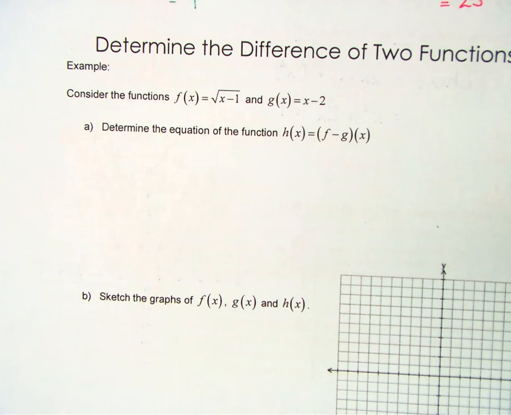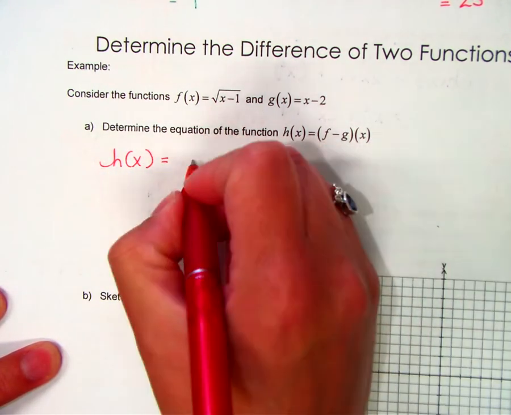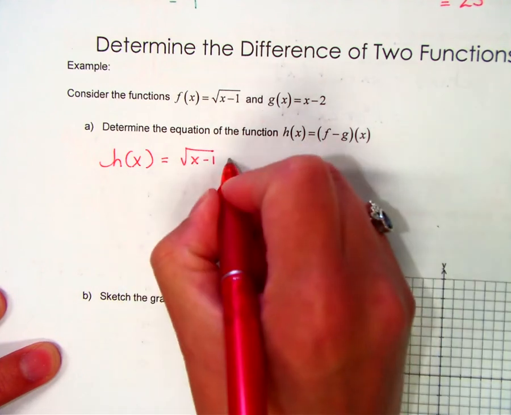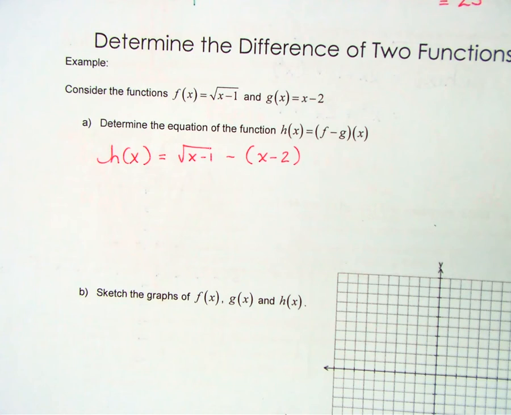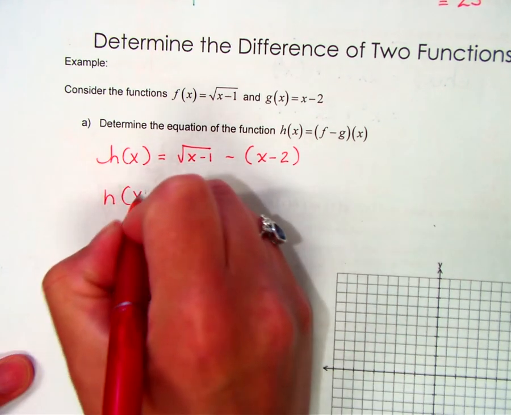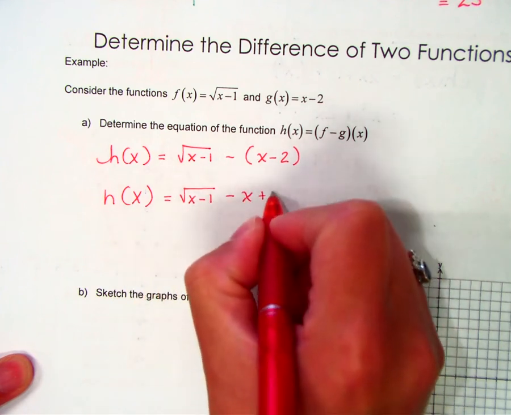Determine the equation of the function h(x), where h is f minus g on this one. Okay, we good? You ready? So this is where those brackets come into play. So f comes first, and we're going to subtract g of x. So this is why I would put brackets in there, because it's going to be that.